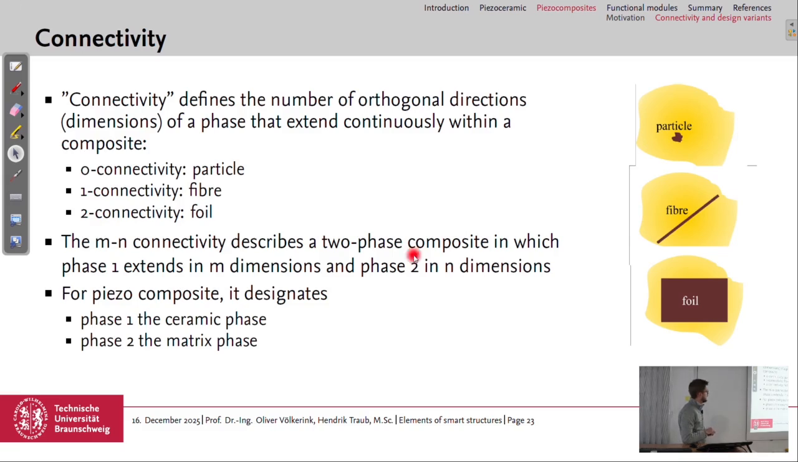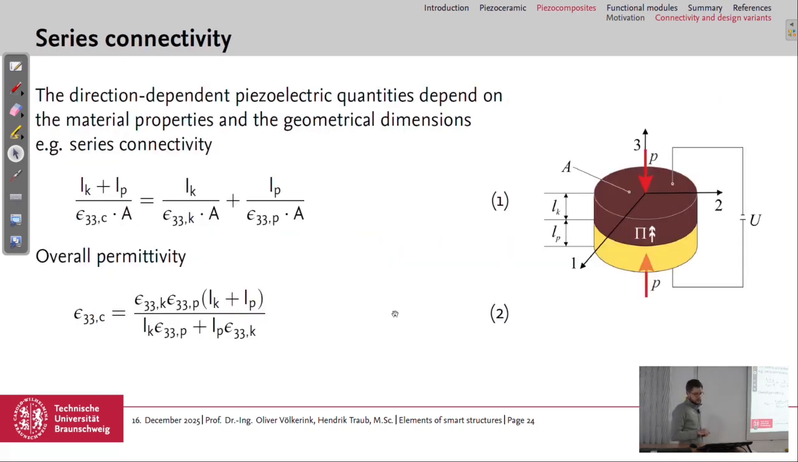And with this, we can describe the connectivity in a piezoceramic composite with MN connectivity, which describes the 2 phases. Phase 1 is the ceramic phase, and phase 2 is the matrix phase. So we can describe with this in which form the ceramic is inside the composite, and in which form the matrix, or the polymer, is inside this 2-phase composite.